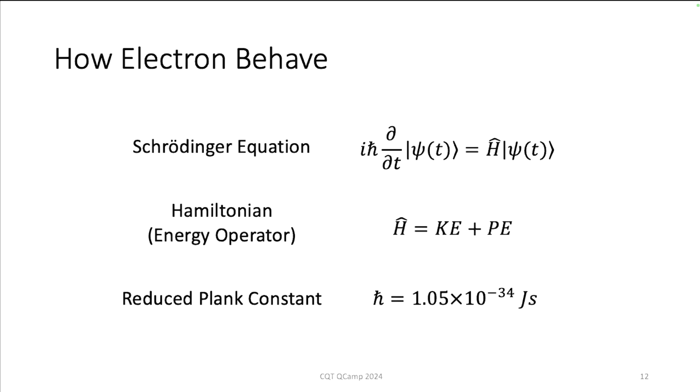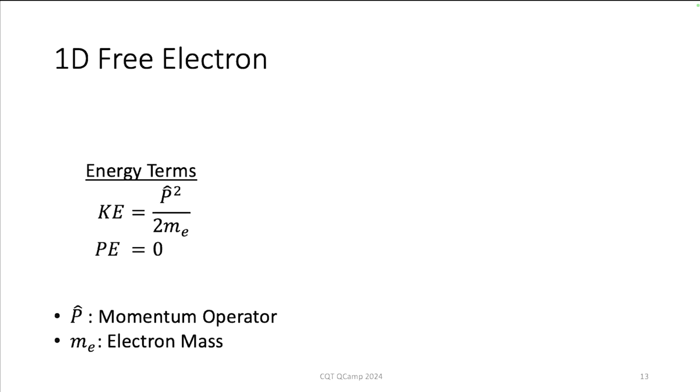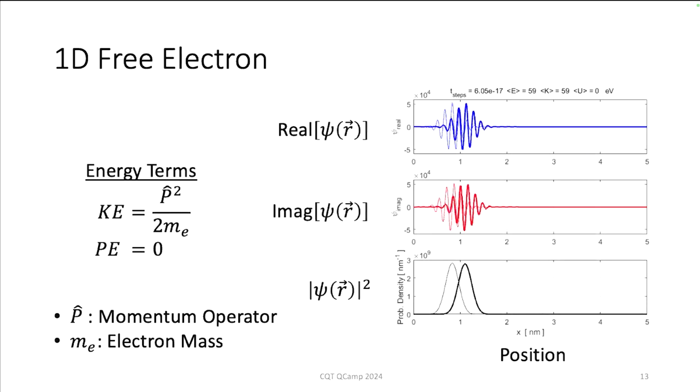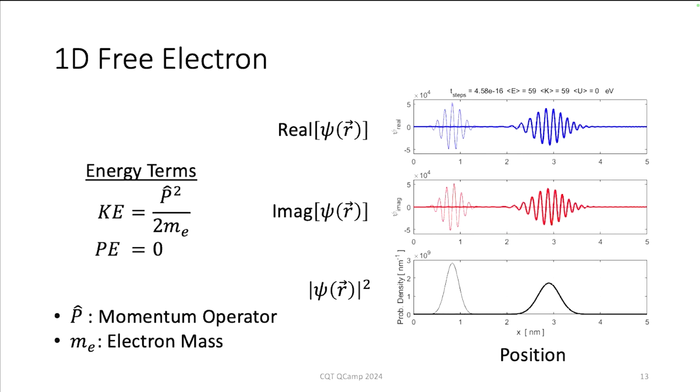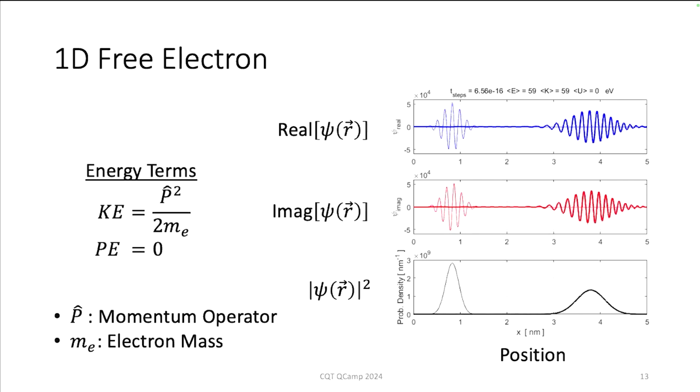Okay, so now enough talk about mathematics. Let us see some action. So let us look at the behavior of a 1D free electron. These are the energy terms. This is the kinetic energy, and because it's free, there is no potential energy binding the electron. So how does the electron look like? In this case, the electron looks like a wave. This is the real part of the wave function, and this is the imaginary part.